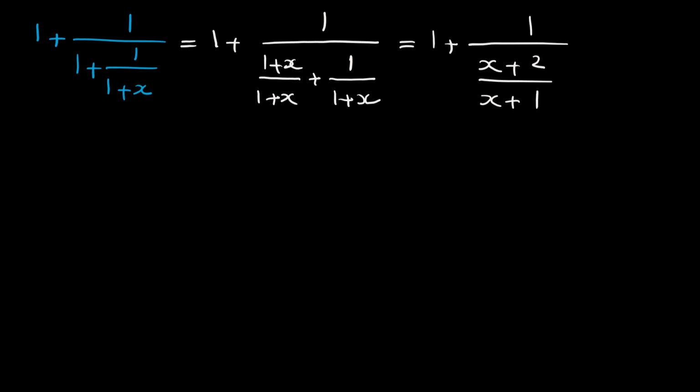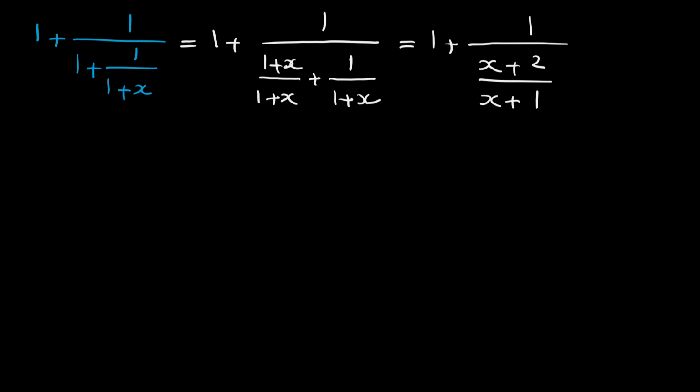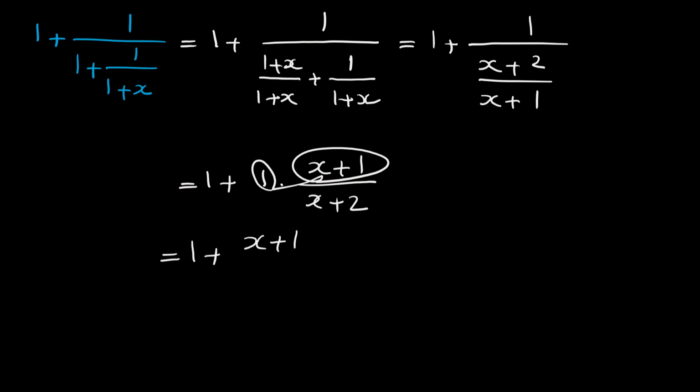Now, attention, this is simple. We have 1 divided by this. We know that when we have an expression divided by a rational expression, instead of dividing, we can multiply by the invert of the denominator. So we have 1 plus 1 times the invert of this, which is this. So we inverted the denominator. And this is really simple. 1 plus 1 times this would be the same expression, x plus 1 over x plus 2.